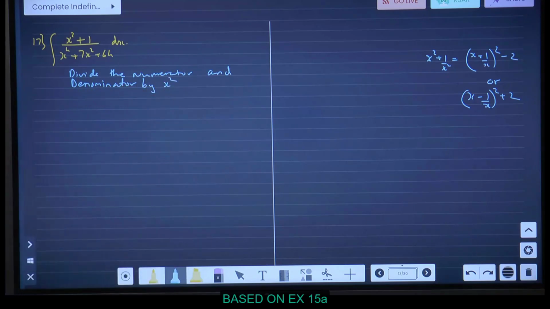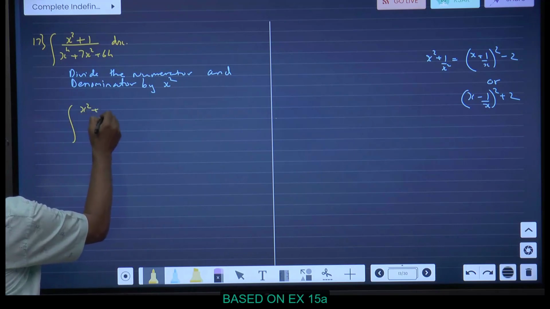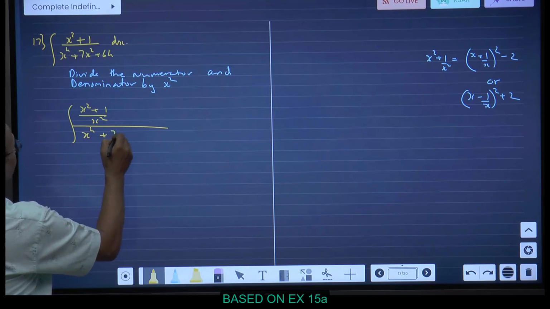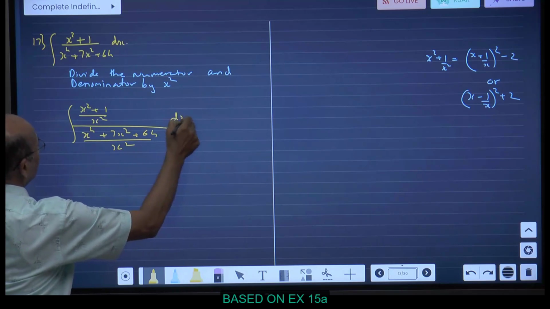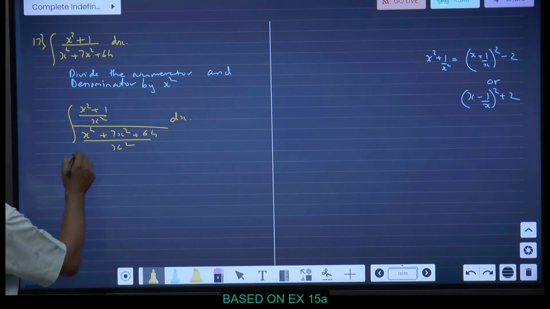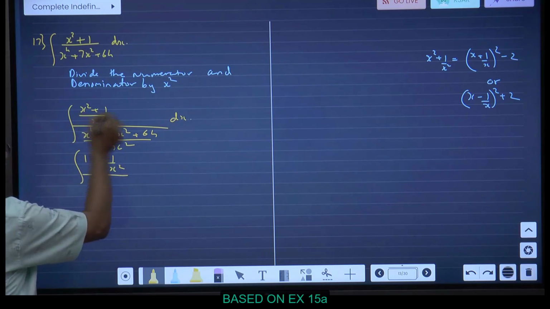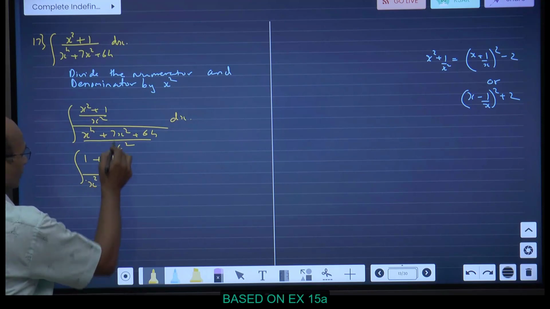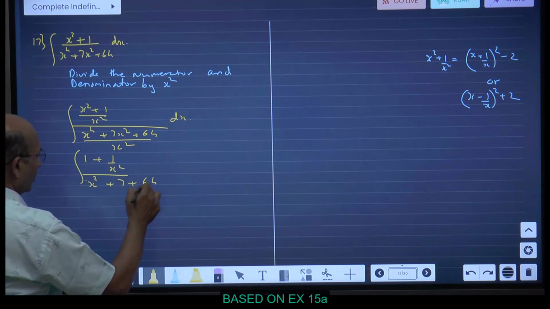You divide the numerator and denominator by x square. So what happens now? If I do that, the numerator becomes x square plus 1 upon x square, and the denominator becomes x^4 plus 7x square plus 64 upon x square. Now see what happens. This will become 1 plus 1 upon x square, so the x square goes to both of them. The denominator becomes x square plus 7 plus 64 upon x square.